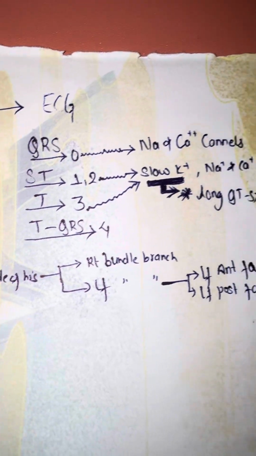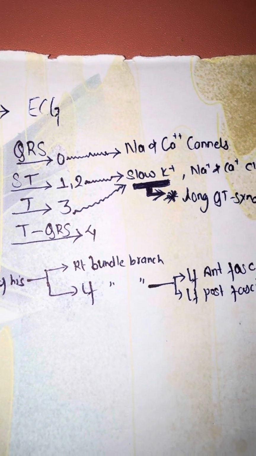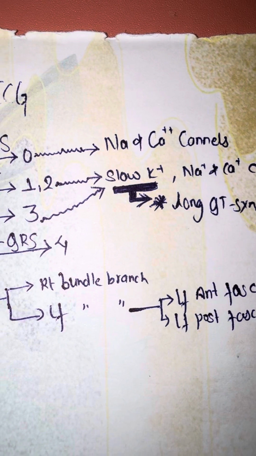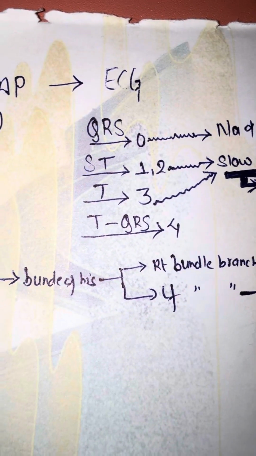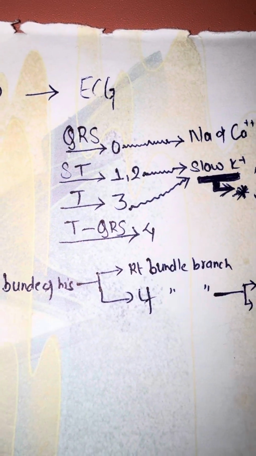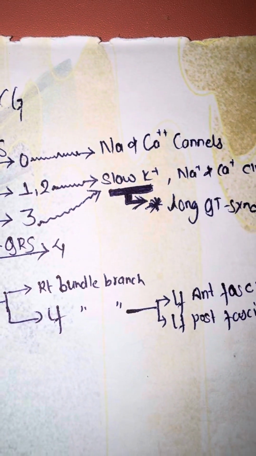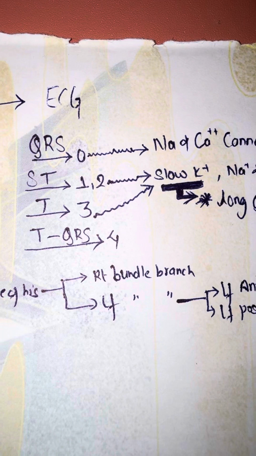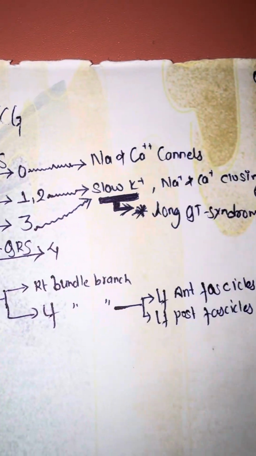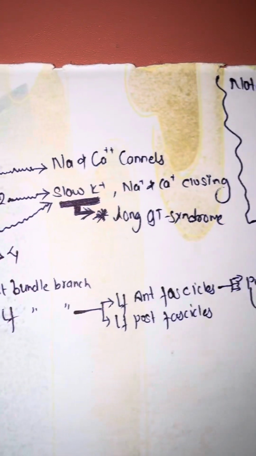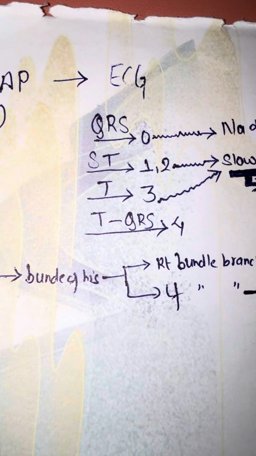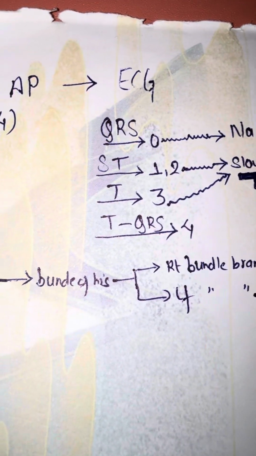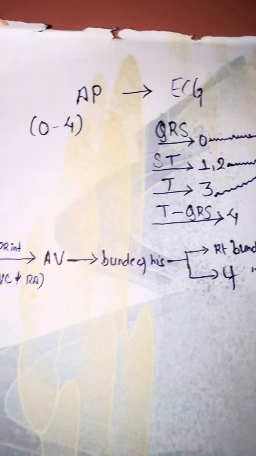And what happens if there is a mutation in this slow potassium channel? Just imagine, I say that the ST segment is indicated by the slow potassium channels. So if there is a mutation, then the ST segment will be longer, which means there will be a long QT. This leads to the QT syndromes. And from the T wave to the next corresponding QRS complex is represented by phase 4.